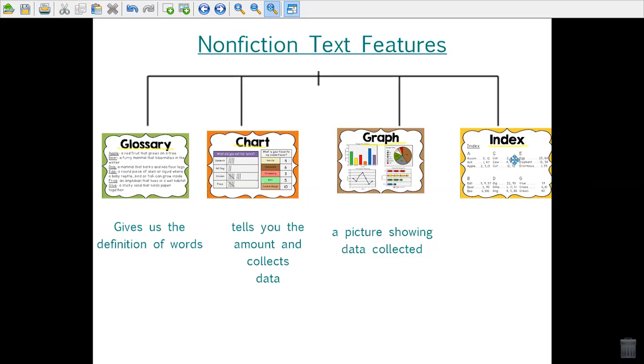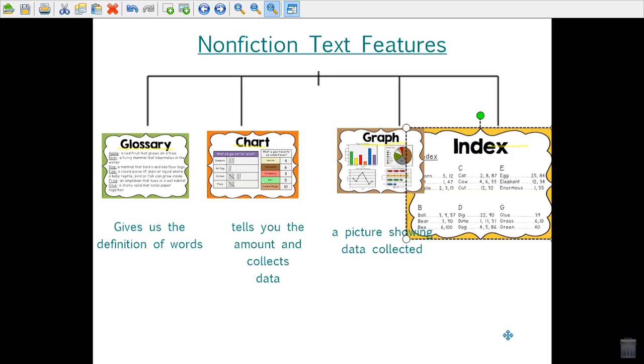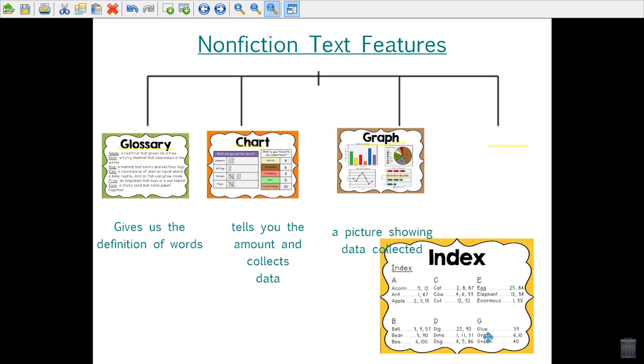And then our last text feature that we're going to do today is an index. An index is one that I think we probably get confused a lot. Go ahead and take a guess just by looking at the picture. What is an index? If you said how many letters are in the word, no, but a lot of people, I think, are going to say that. Maybe not, I don't know. I'm just being silly. Take another guess.